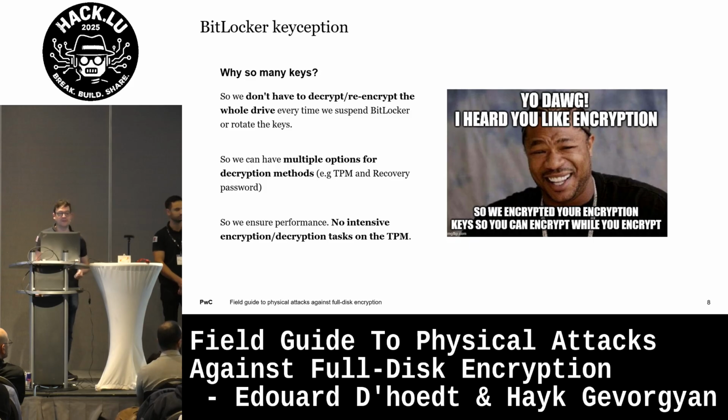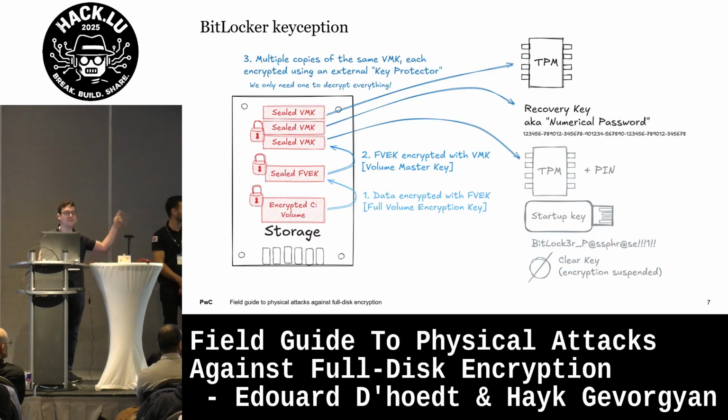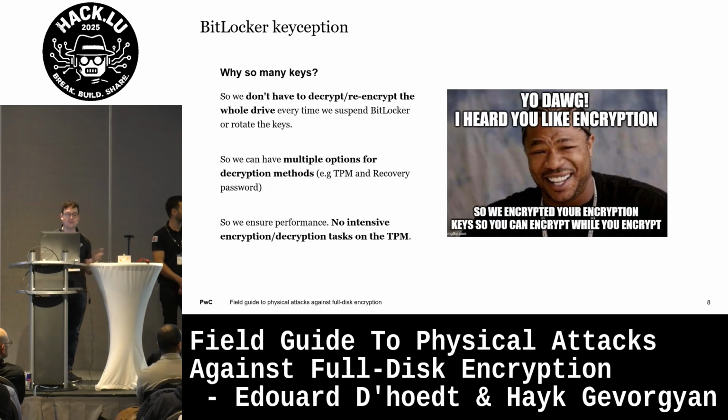Why do we do this? So we don't have to decrypt and re-encrypt the data every time we suspend or rotate the key. So we have multiple options for decryption methods. That's why we have multiple copies of the VMK. And so we ensure performance. It's not the TPM, so the chip that contains the top level key, that does the decryption. It's done at a lower level.